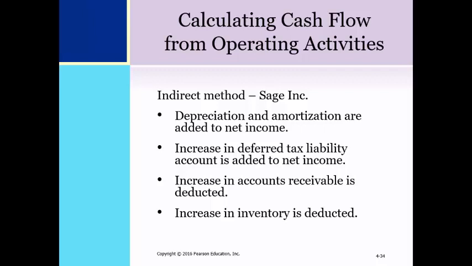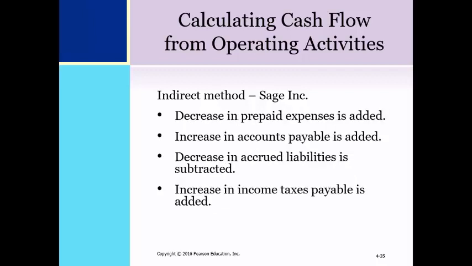Next, the increases in the accounts receivable and inventory accounts are deducted. The decrease in prepaid expenses is added, as well as the increase in accounts payable. The decrease in accrued liabilities is subtracted, and the increase in income taxes payable is added. The increases and decreases in these current assets and liabilities represent accrual basis entries that do not represent the use or provision of cash, but entered into the calculation of net income.